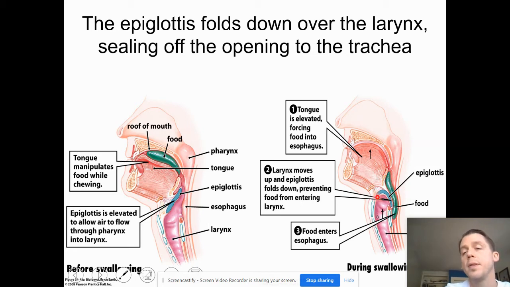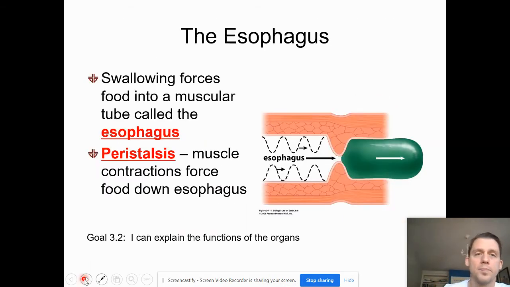Notice how the epiglottis here is blocking off your trachea, so the food is staying in the esophagus, which is the tube in the back. So if you choke on something, something has gone wrong there, and the epiglottis didn't block off the trachea well enough. So the food is moving down and it's staying in the esophagus, and your airway is clear. So evolution has evolved a way to prevent us from choking. That's clearly beneficial to us.